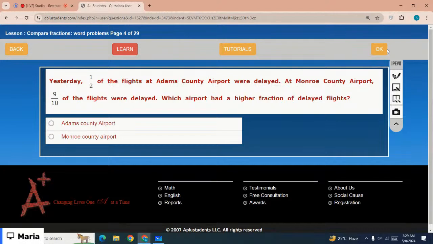Yesterday, half of the flights at Adams County Airport were delayed. At Monroe County Airport, 9/10 of the flights were delayed. Which airport had a higher fraction of delayed flights? Which is the correct option?